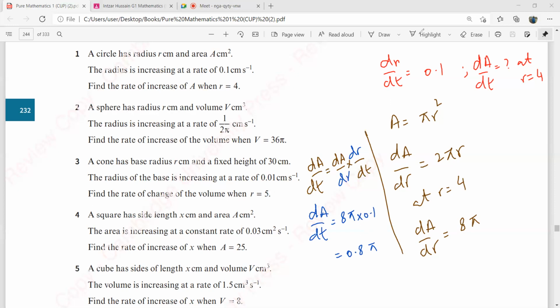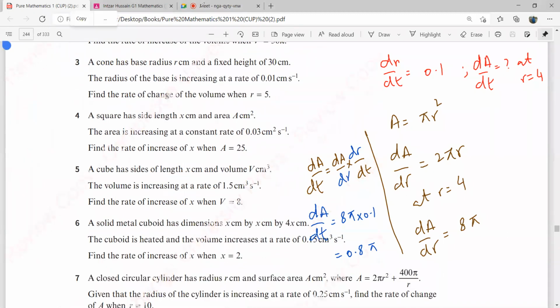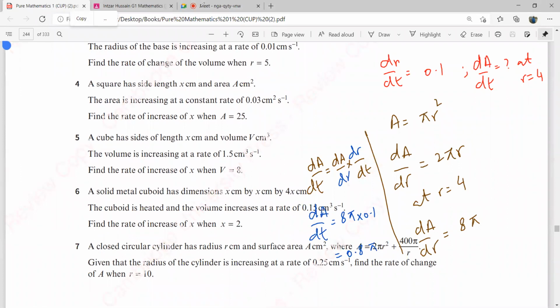Okay? If you look at the second question, it says a sphere has a radius this and volume this. So what is the formula for the volume of a sphere? 4 over 3 pi r cubed. So you will write it yourself, okay? Look at the third question. A cone has a base radius r and a fixed height of this. The radius of base is increasing. So you see, you will be dealing with the formula of the volume of the cone. A square has side x and area A. So area of a square is x squared.